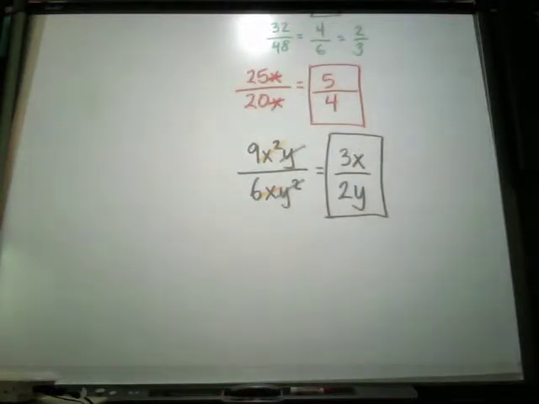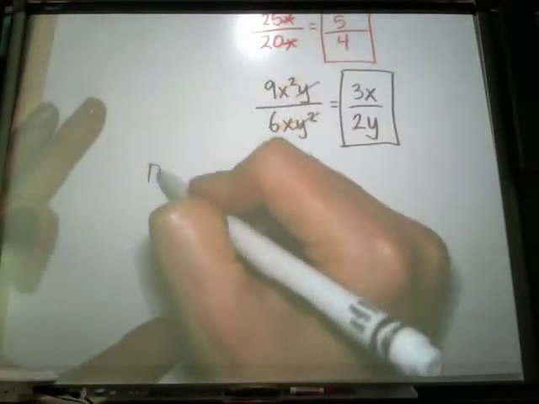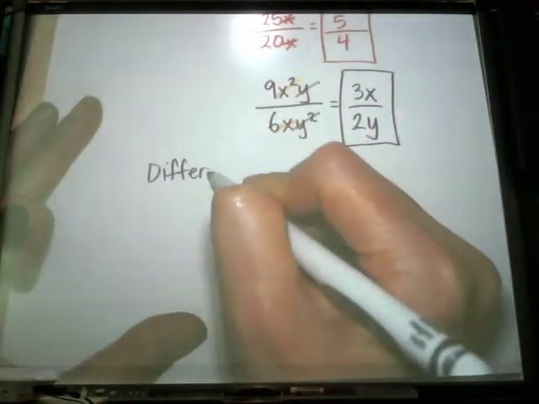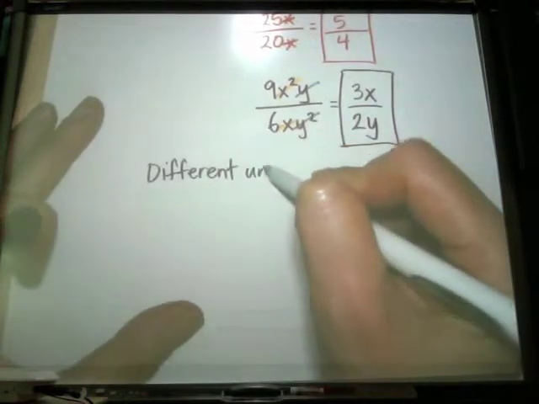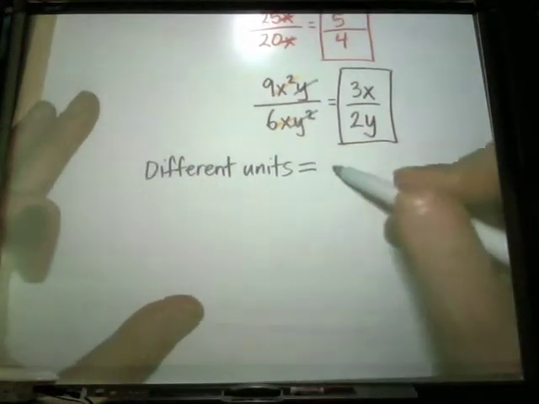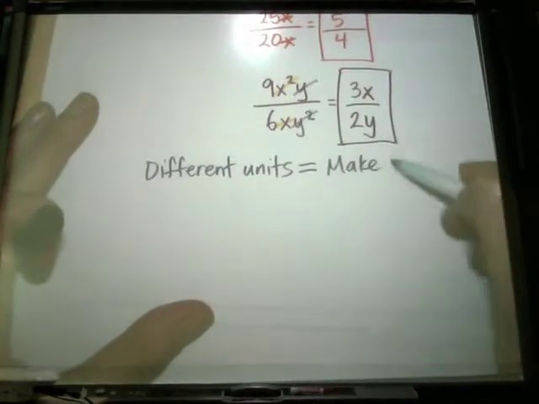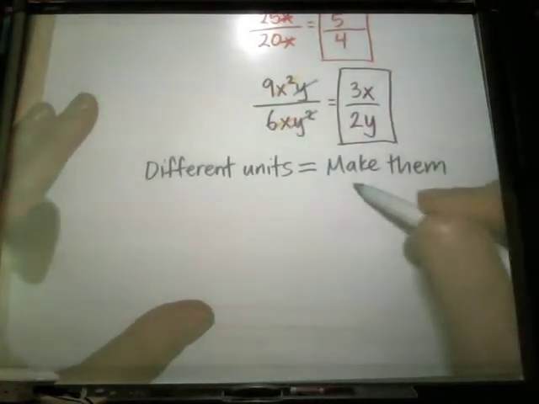So that shouldn't be too hard. I think most of you have gotten pretty good at that. So that's all just simplifying ratios. So you'll have a few where you're simplifying. Now, there is a slight difference to be aware of if we have different units. Different units, make them the same. And I'll show you what I mean.